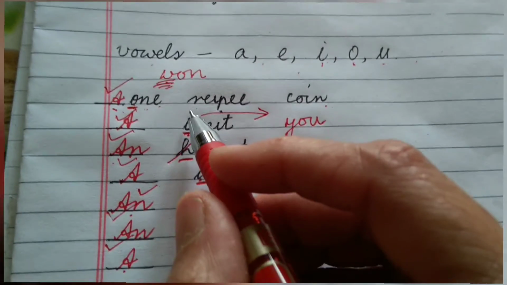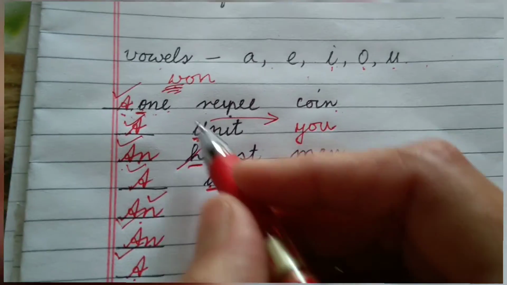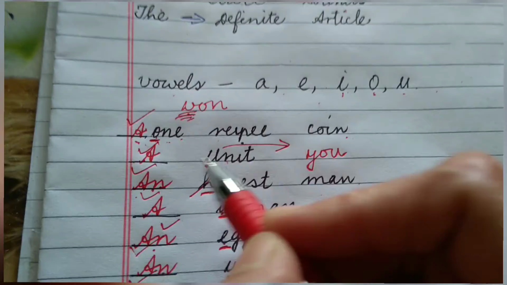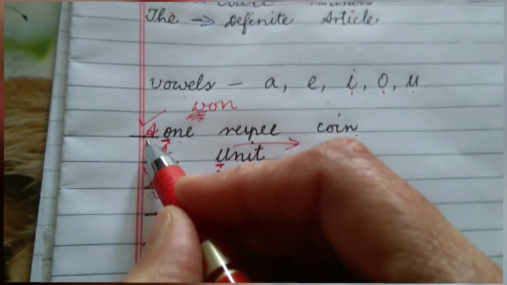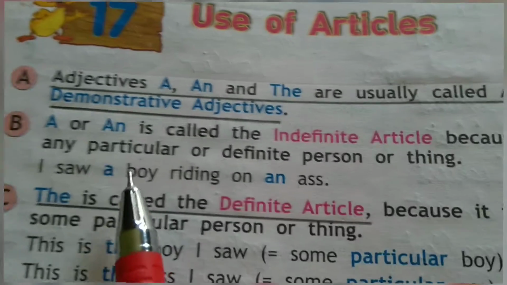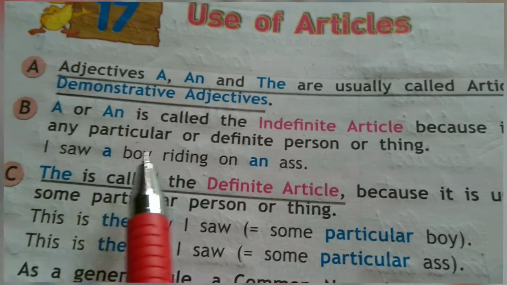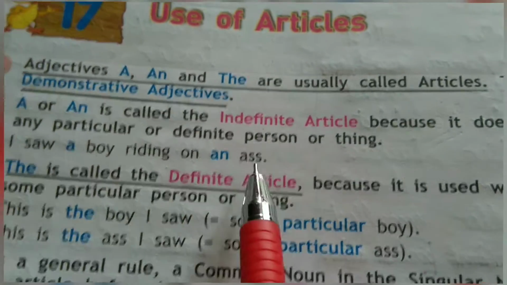If the word is starting with a vowel sound, you will write an, and if it is starting with a consonant sound, you will write a. Now let me explain you with the help of the book also. See, I saw a boy riding on an ass.